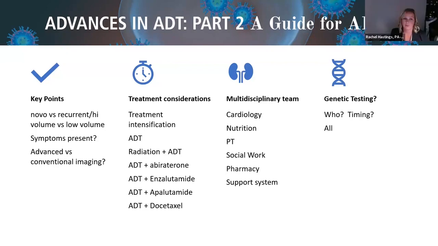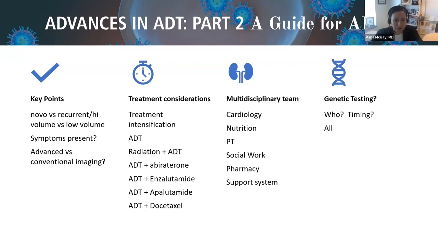For sure. Speaking of, so low volume, high volume is a key distinction. Some other distinctions in these patients as far as how they present. Can you talk a little bit about your initial evaluation for somebody coming in with this metastatic hormone sensitive or hormone naive prostate cancer? Absolutely.